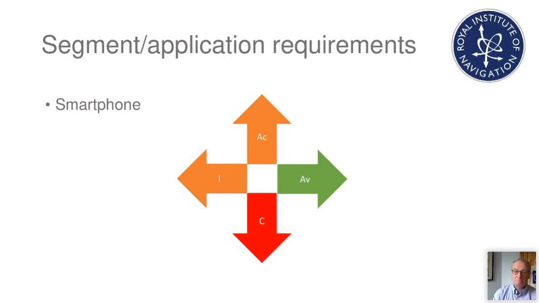And the integrity is somewhat important. It's kind of useful information, but it's not critical information. And continuity is less important. So it's convenient to have a location all the time from your smartphone, but many of us will have seen occasions when we may not have had a reliable position. And availability, though, is important, to have a position available a good percentage of the time.